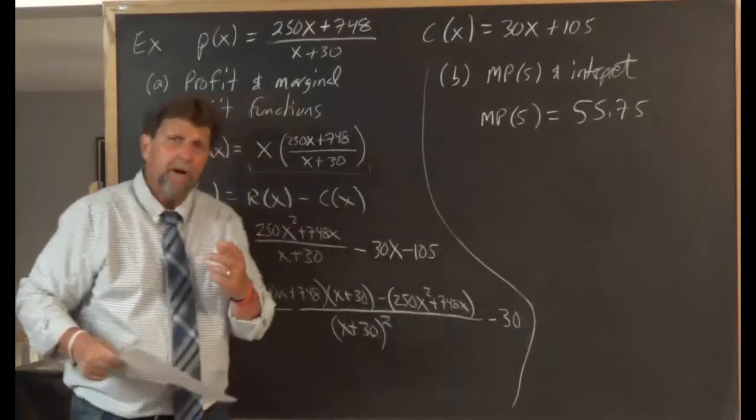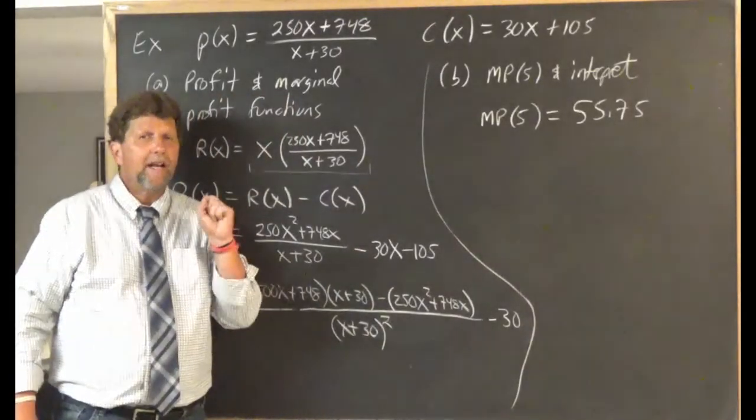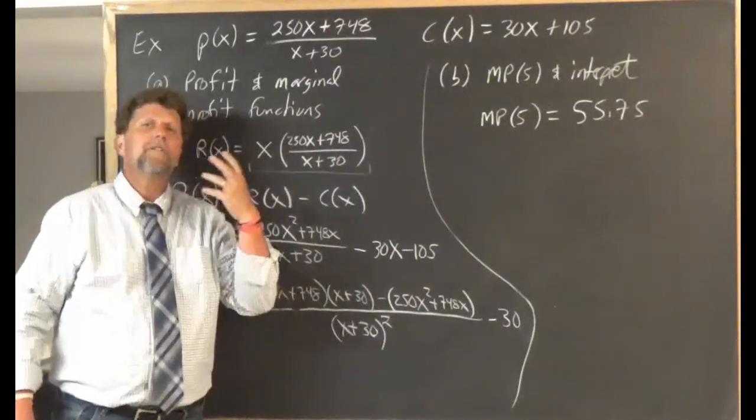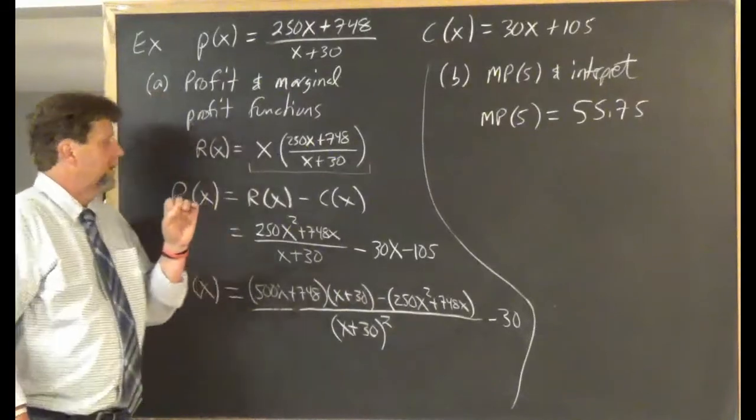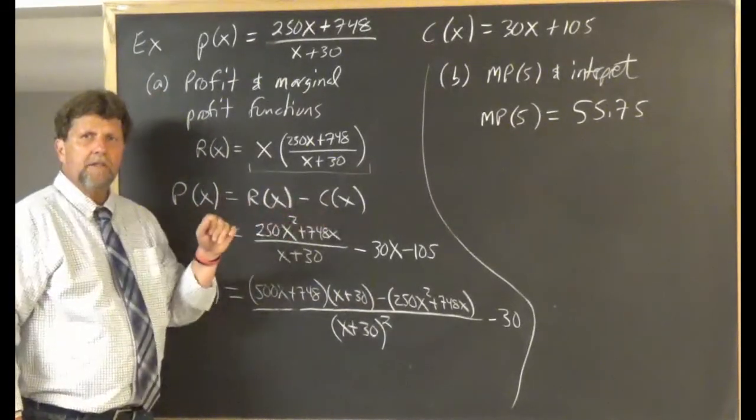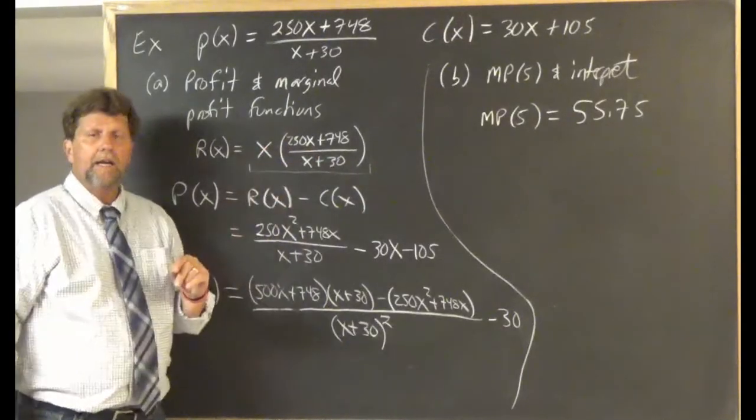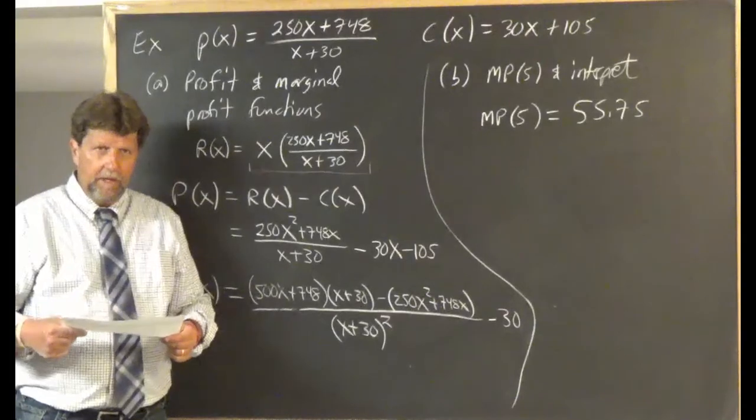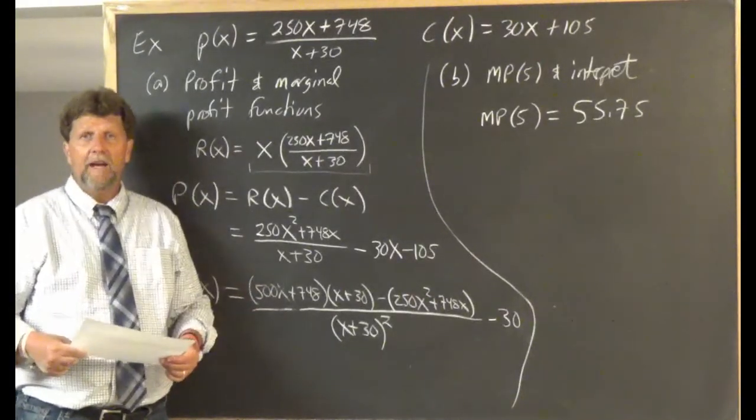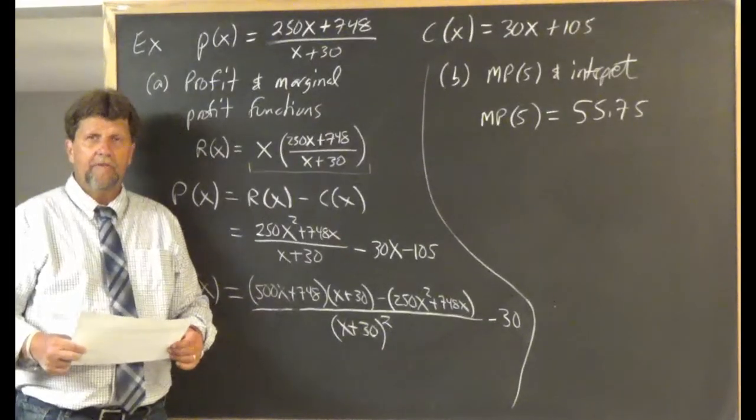So these are probably the most difficult problems we could do right now, where you're not given the profit function. You have to construct the profit function yourself. Just remember, profit is revenue minus cost, and revenue is price times quantity. But that's it for this example, and that's it for section 3.5. So you can now do all the exercises that are assigned in section 3.5.